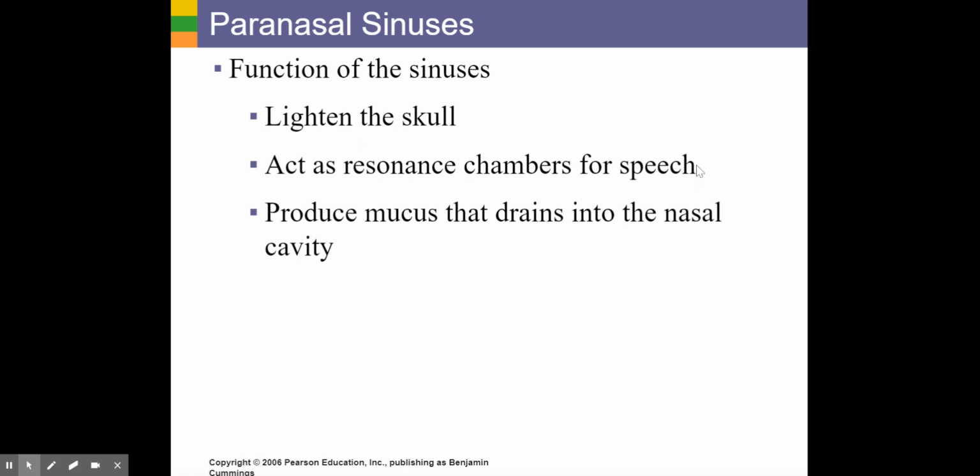They also act as resonance chambers for our speech, which is why if they're plugged or you've got some kind of mucus drainage in them, sometimes your voice resonance will change. At least to you, you don't hear it as well, but a lot of times it doesn't sound that much different to everybody else. And they also help produce mucus that drains essentially into the nasal cavity, which will help trap some of that bacteria and dust and other foreign particles that get in there.